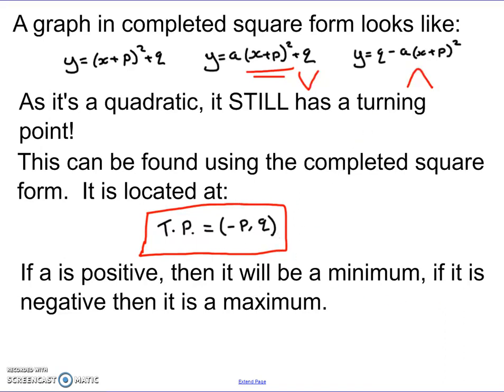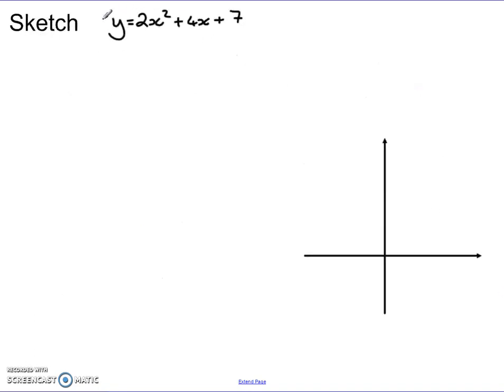So let's have a look at a couple of examples and how we might use that to help us sketch the graphs. So let's imagine I want to sketch y equals 2x squared plus 4x plus 7. Now if we were to look at this and do b squared minus 4ac, let's do our a, our b, and our c. So a is 2, b is 4, and c is 7. We would get 4 squared minus 4 times 2 times 7. So we'd get 16 take away, well, 4 twos are 8, 7 eights are 56. 16 take away 56, which is negative 40.